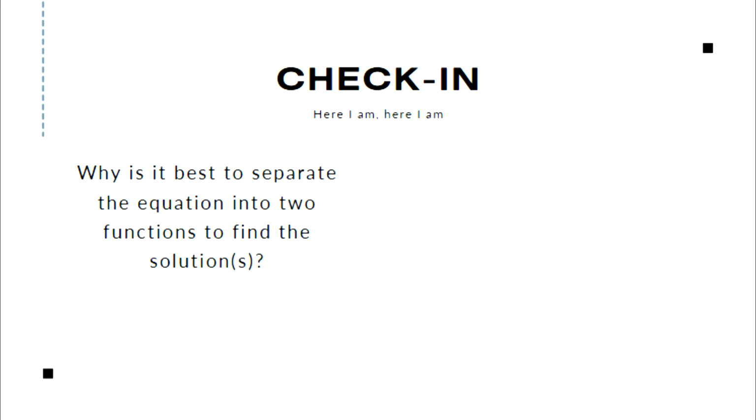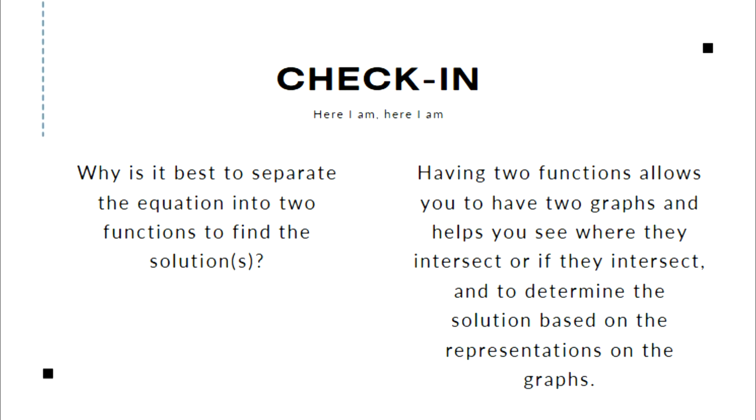Check in. Why is it best to separate the equation into two functions to find the solution? Because I want this lesson to be over. Having two functions allows you to have two graphs and helps you see where they intersect or if they intersect, and to determine the solution based on the representations on the graph. Oh, aren't you just a smart little boy?